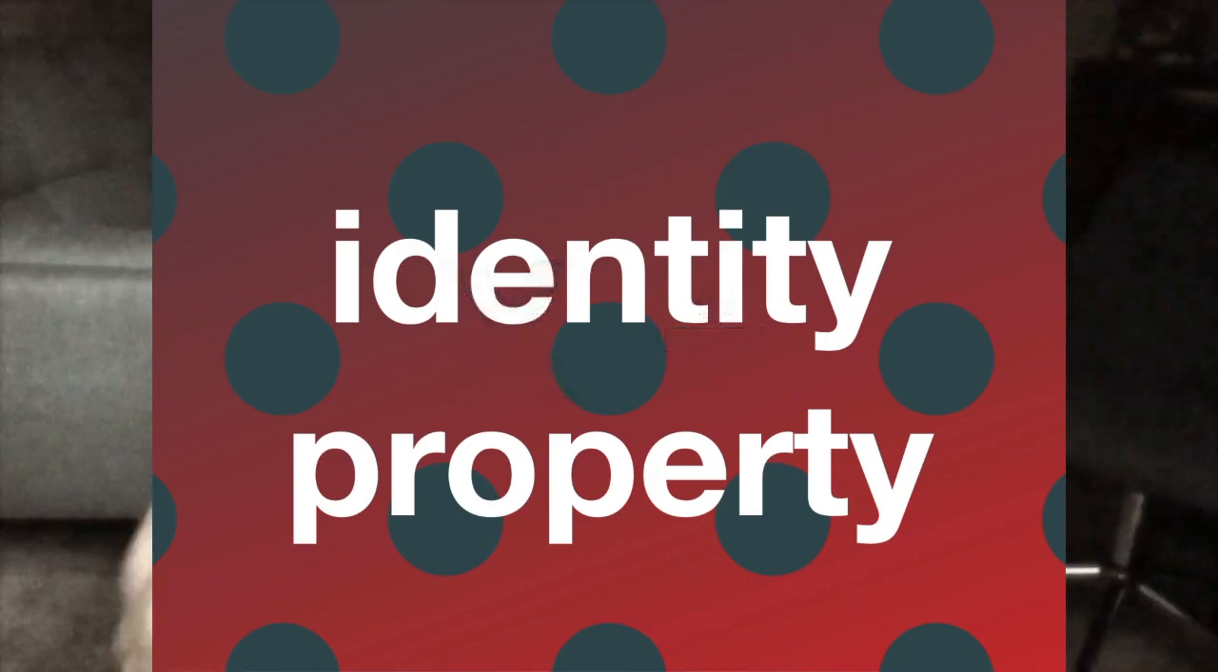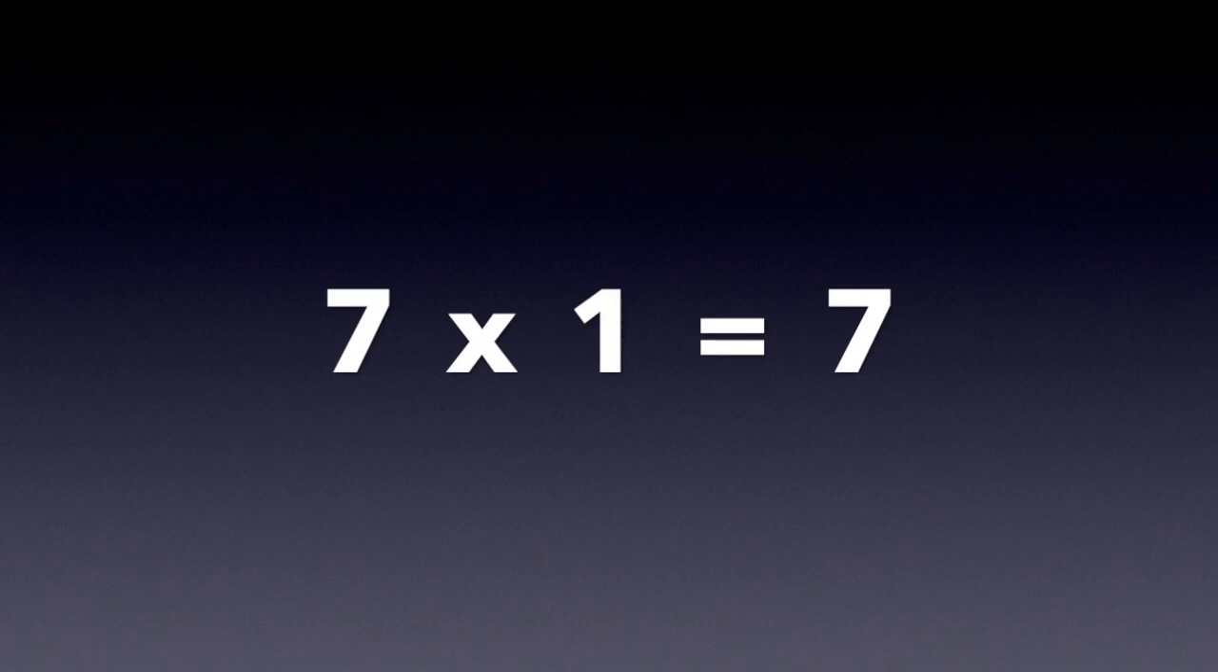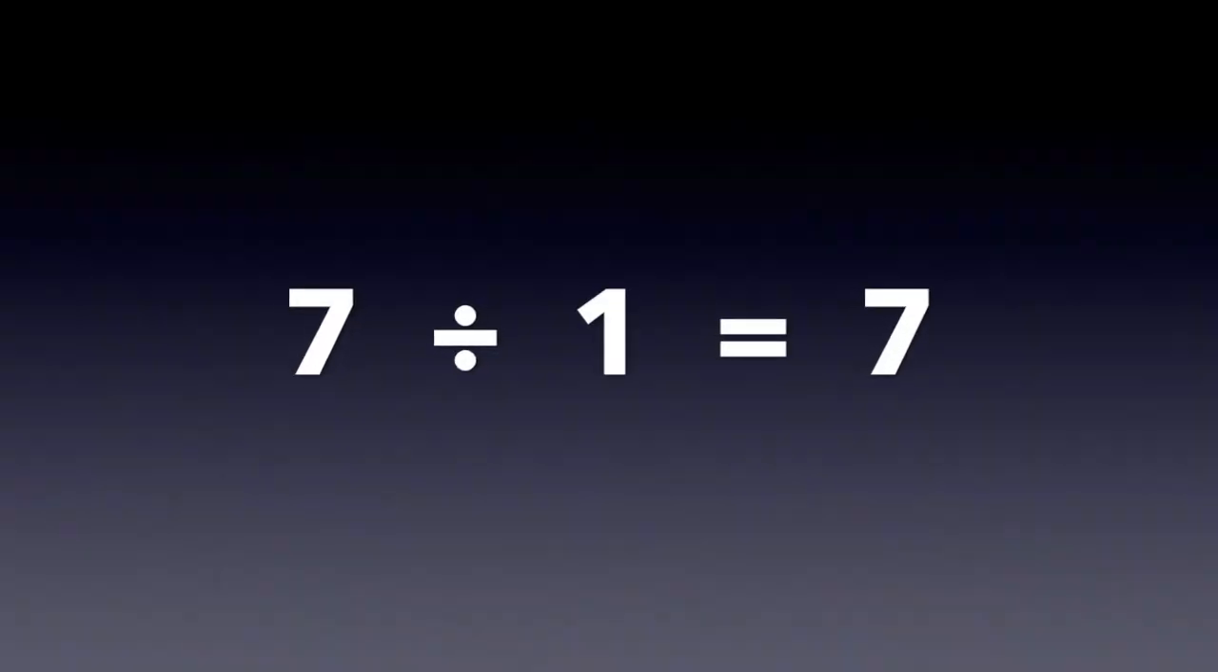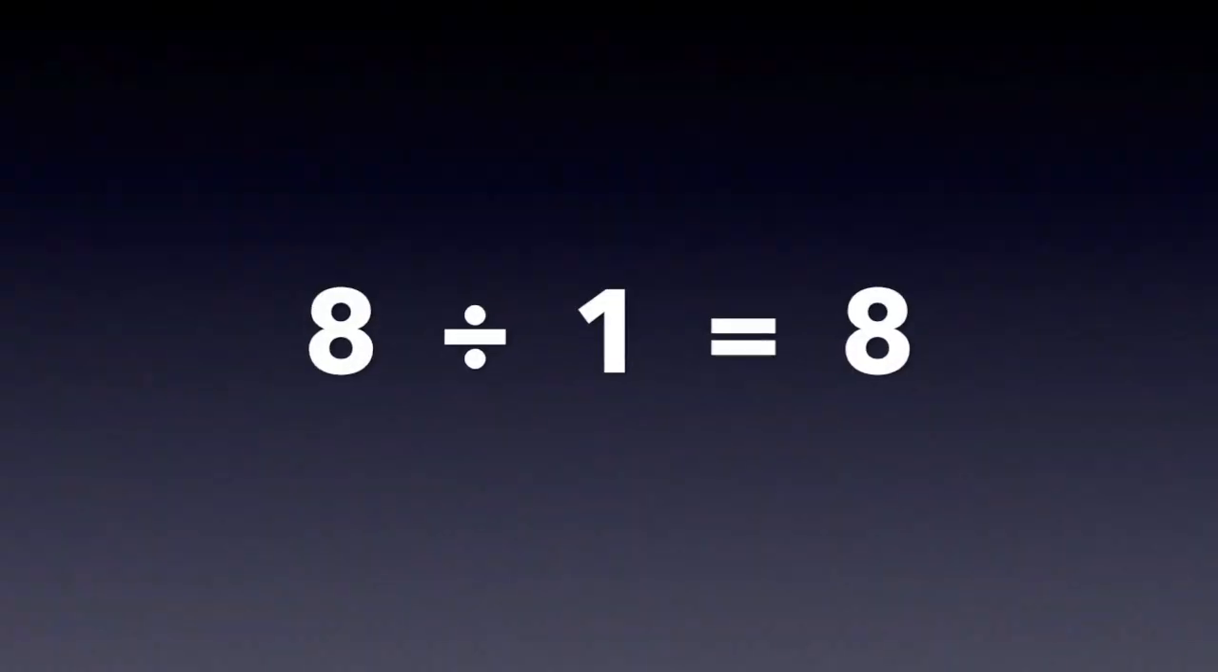The identity property says, for multiplication and division, when you multiply a number by 1, the original number gets to keep its identity. You're not changing the original number's identity. 7 times 1, still 7. 8 times 1, still 8. Same with division. 7 divided by 1, still 7. 8 divided by 1, still 8.